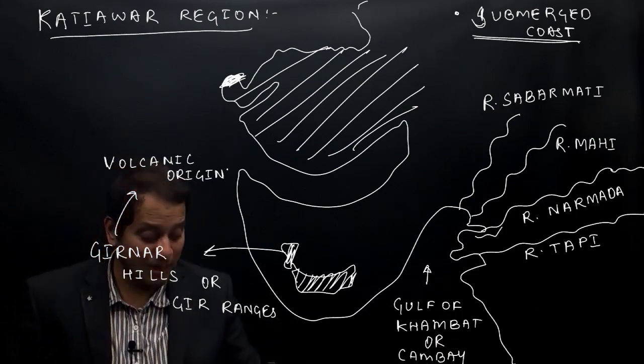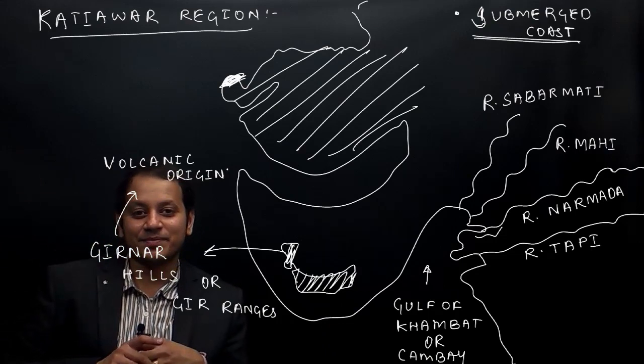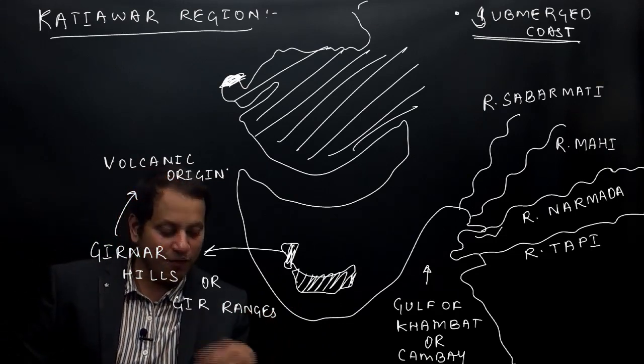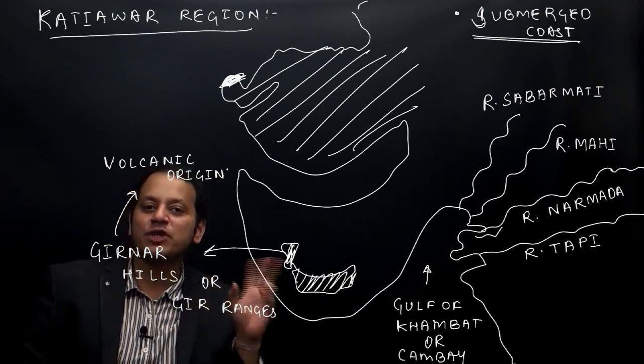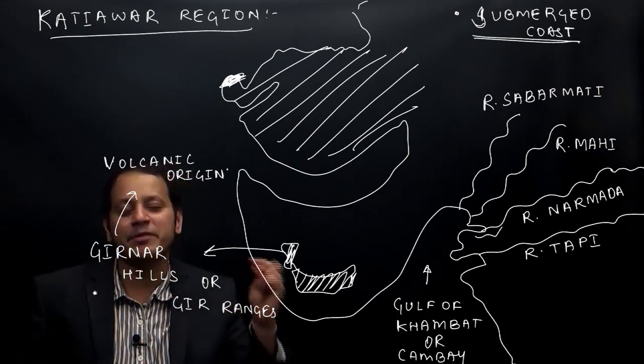Just remember, where are the Gir Ranges located? Kutch region or Kathiawar region? They are located in the Kathiawar region. Kathiawar region के पास क्या है? Gulf of Khambat. Gulf of Khambat में which four rivers drain? Sabarmati, Mahi, Narmada and Tapi. Repeat with me again and again.